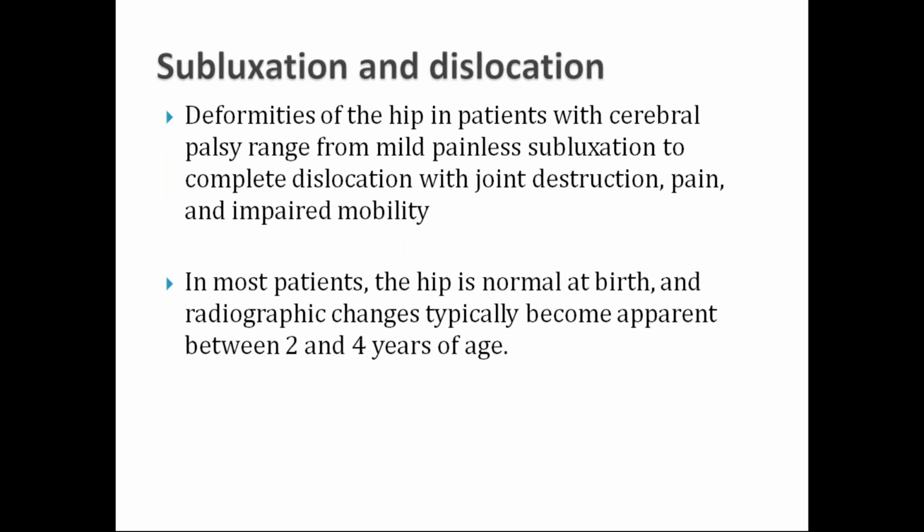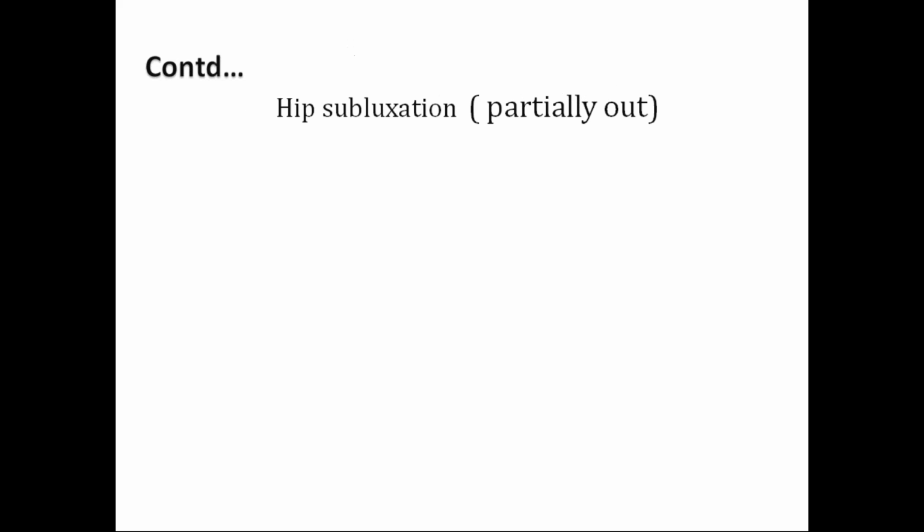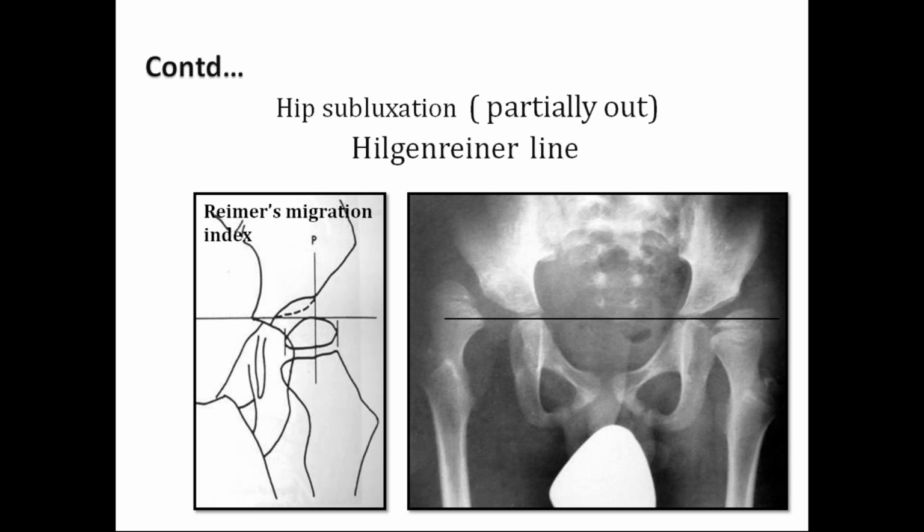And there are subluxation and dislocations. Okay, the hip may be dislocated or subluxated. As I said before, Reimers' migration index. Okay, so this is almost like dislocating. There is no established coverage, it came out. So for these, what we'll do is varus derotational osteotomy.